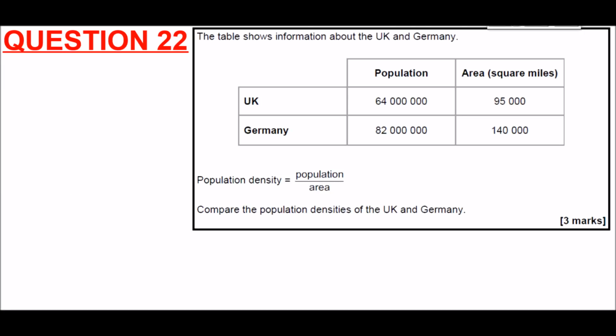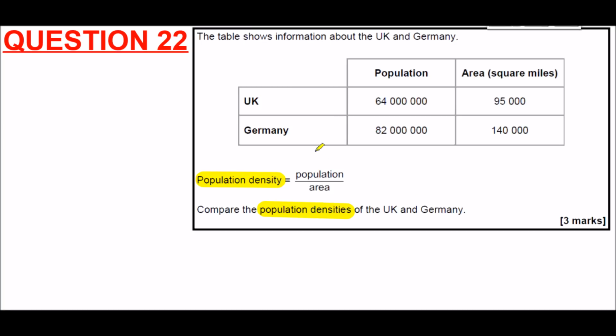Question 22, we have information about the UK and Germany, and we've even been given a formula, which is quite nice, because we don't really need to think what the formula would be, we've been told what it will be. So the population density is the population divided by the area. And so what we need to do is compare the population densities for both the UK and Germany.